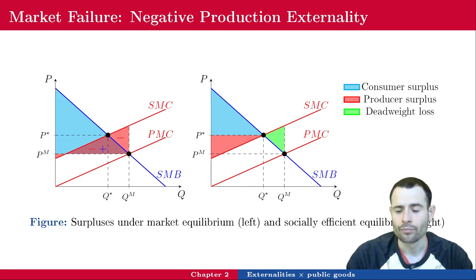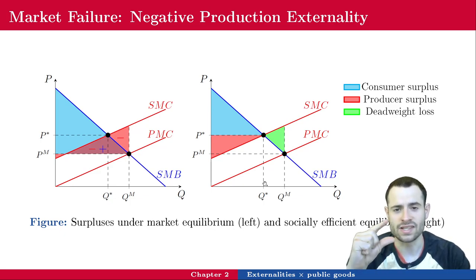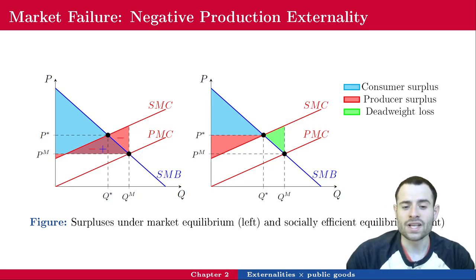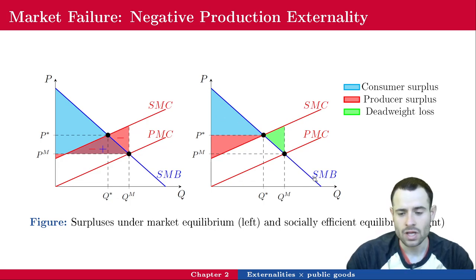Now, since Nutella, or Ferrero, does not take into account this extra cost the world has to pay, what is actually going to happen on the market is that the SMB curve is going to cross the PMC curve, the private marginal cost. This is supply equal to demand when Nutella is totally ignoring the impact of growing palm oil on the ecosystem. So PM, QM will be the market price and quantity.